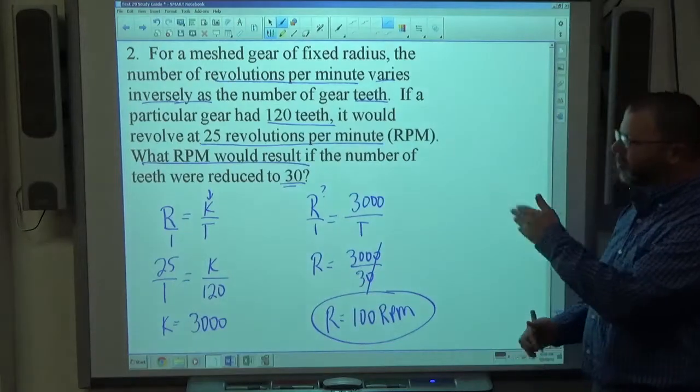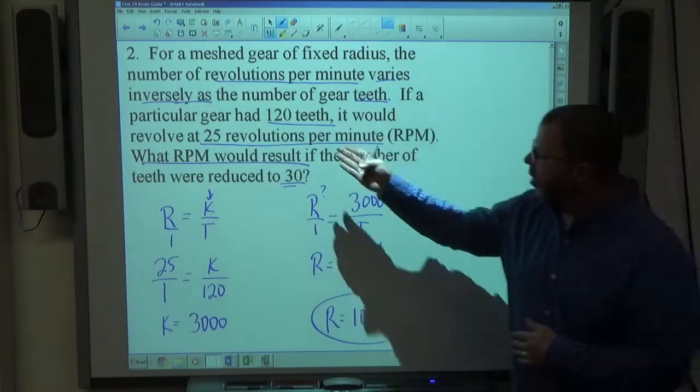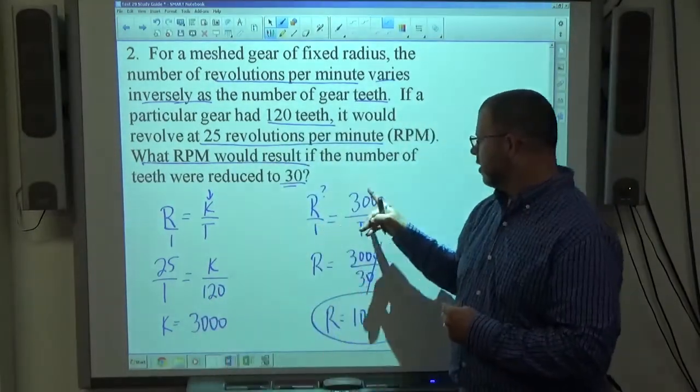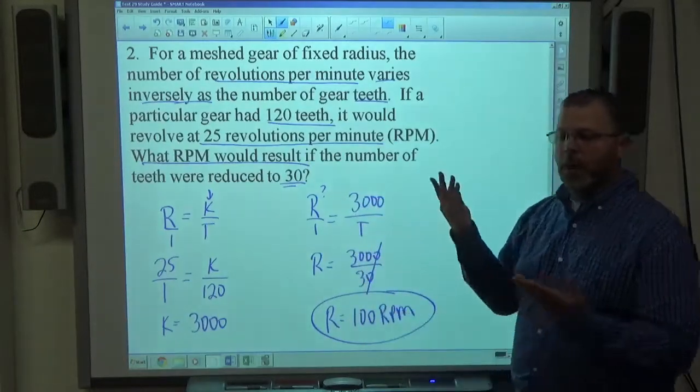So inverse variation, use the statement along with given information to find K. Use the constant along with given information to find what they're asking for.